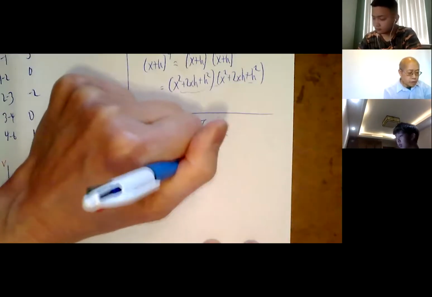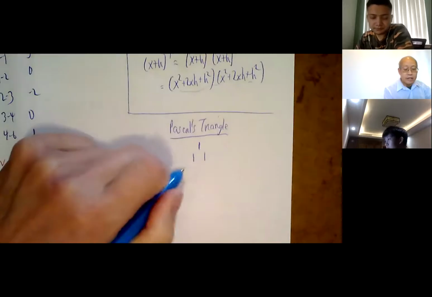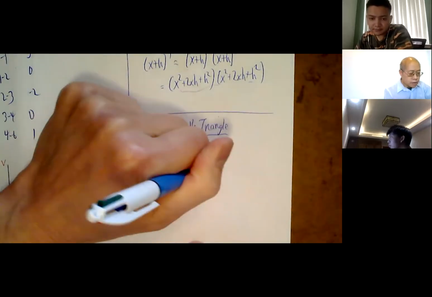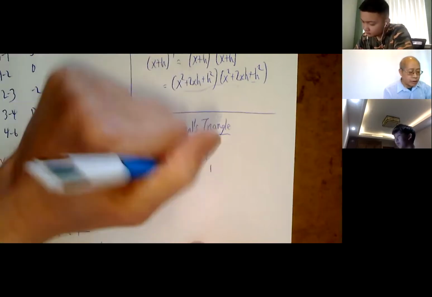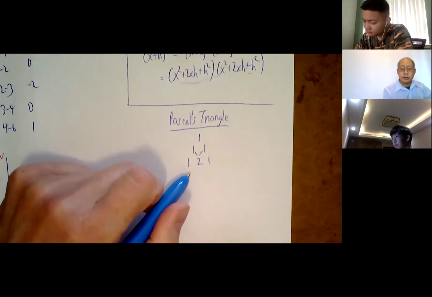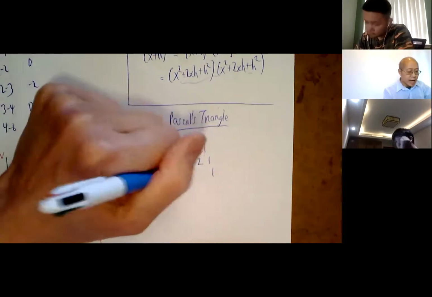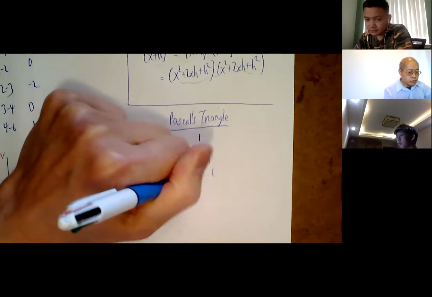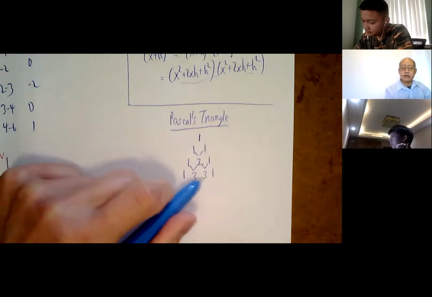Then I'll put 1, 1, like that. Not very interesting so far. Now, when I keep going down the triangle, the outsides are always 1. And then for anything on the inside, you add the 2 numbers directly above it. So that means 1 and 1 is 2. The next level, put a 1 here and a 1 here. Add these 2 numbers. 1 plus 2 is 3. 2 plus 1 is 3. So I have 1, 3, 3, 1.